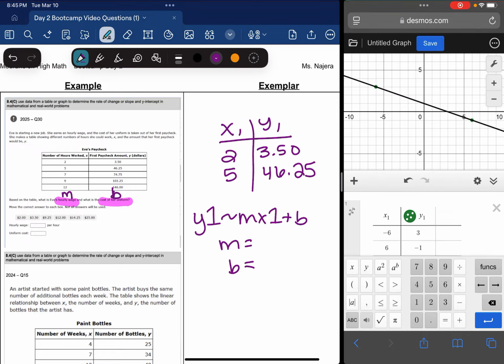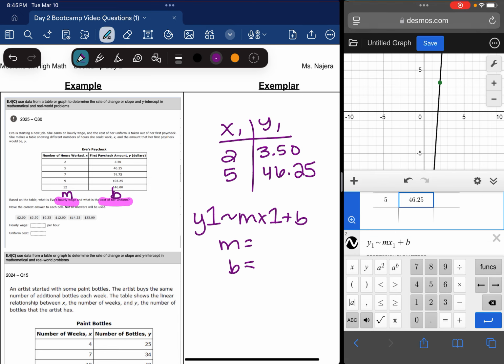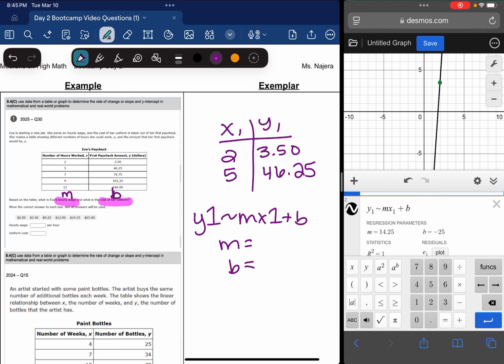Lucky for us, we already did these steps on decimals, so pretty quickly here we can just change our coordinates to 3.15, 5, and 46.25. Our formula is already in there. That gives me a slope of 14.25 and a y-intercept of -25.